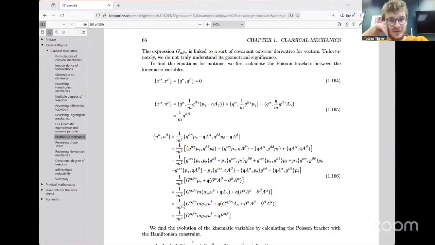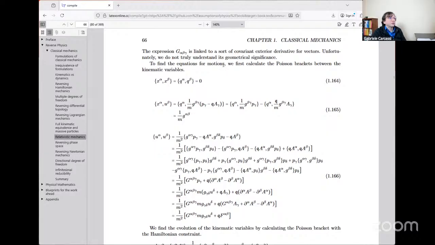Okay, the expression G alpha beta gamma is linked to a sort of covariant exterior derivative for vectors. Unfortunately, we do not truly understand its geometrical significance. And then there is just another bunch of math. I'll probably just talk over it.